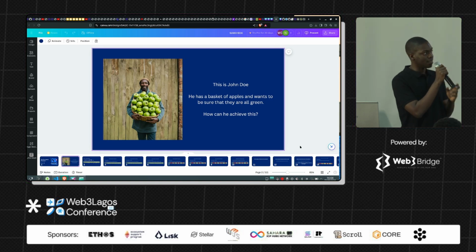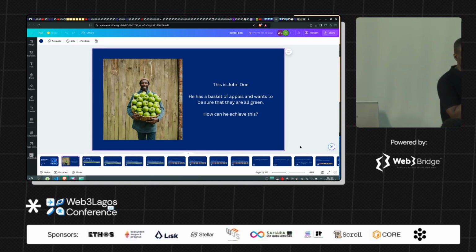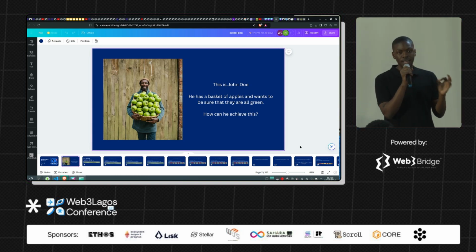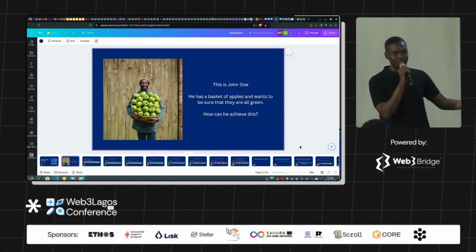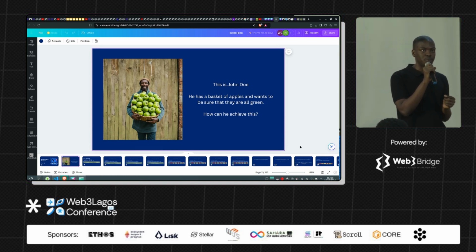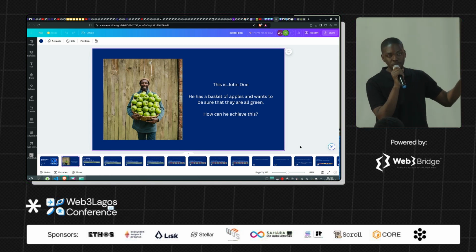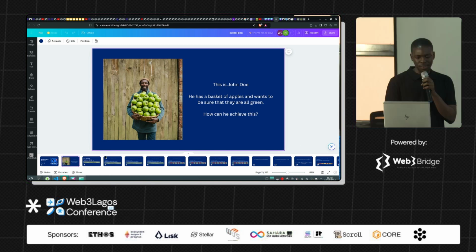So the idea is that John Doe wants to sell a bag of apples to the market, but the market only accepts green apples, right? All the apples in the bag must be green, right? There must be no red apple. So the question is, is there a way for John Doe to be able to figure out that his bag only contains green apples? Okay, that's the problem that we care about.